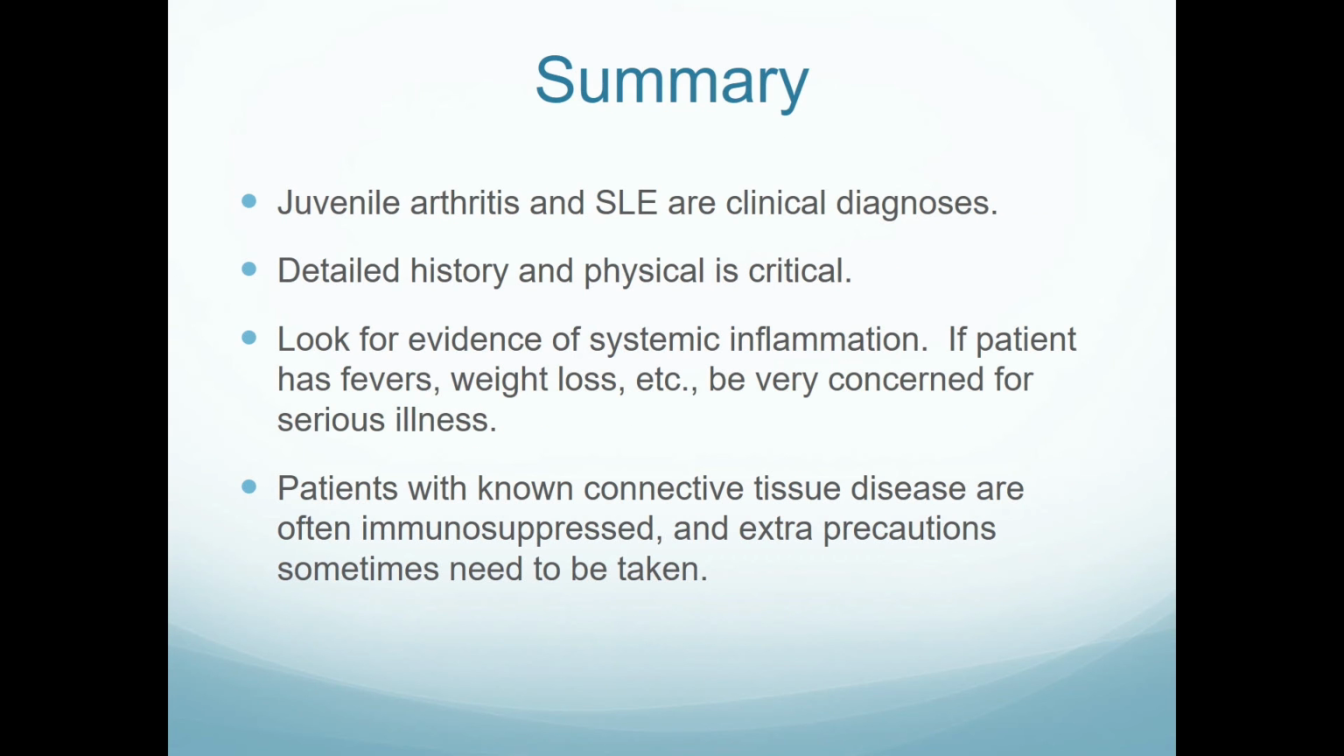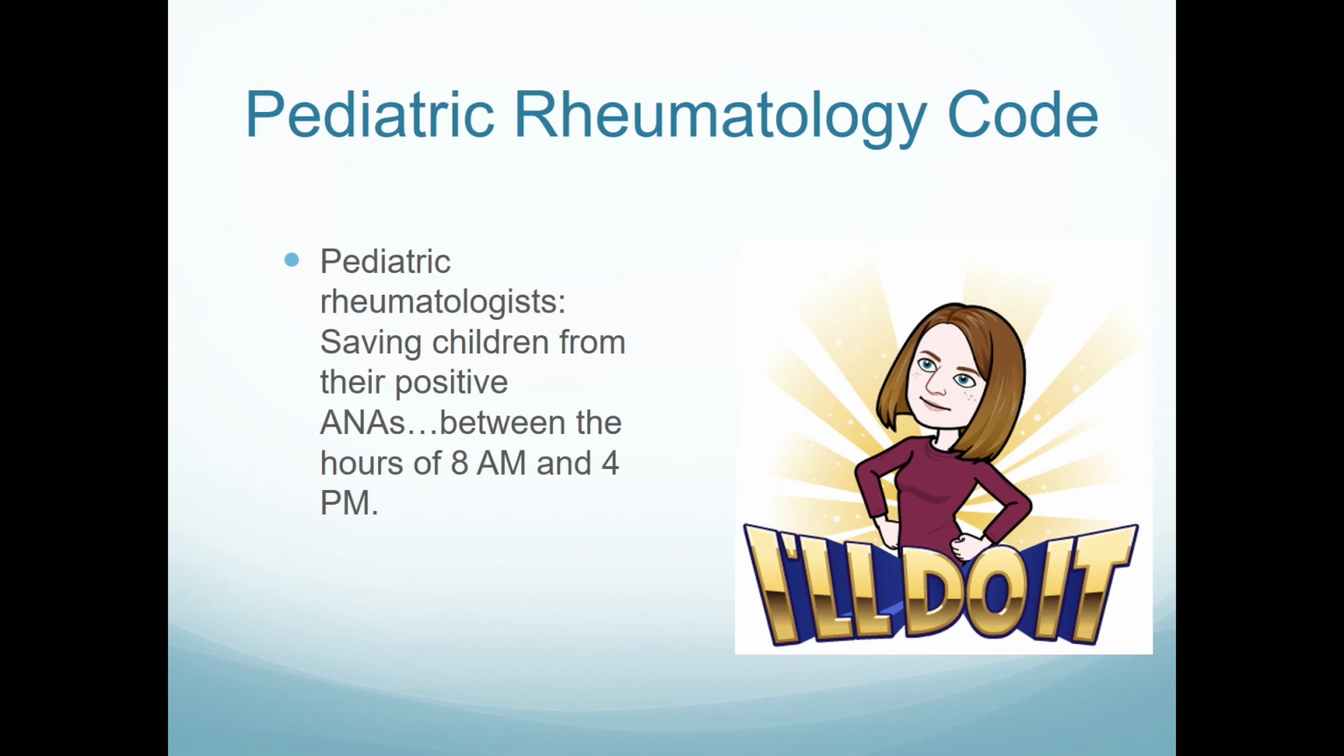Okay. So that is it. So lupus and arthritis are clinical diagnoses. The history is important, but the physical exam is critical. So if there's any evidence of systemic inflammation, so fevers, weight loss, anything like that, they really deserve a prompt evaluation. And definitely with our kids, sometimes we need to be aware that they're at increased risk for infection and other things because of the medications they're on. And that is it. Any questions?